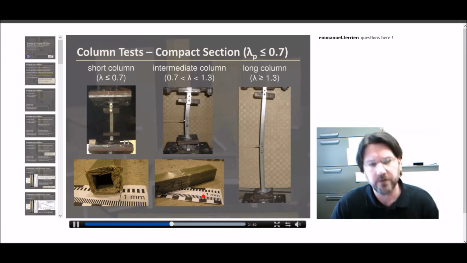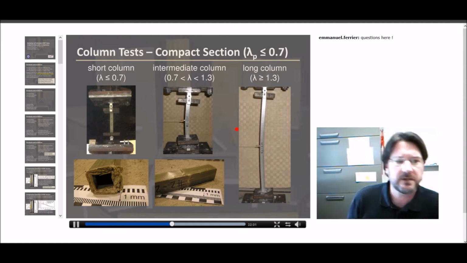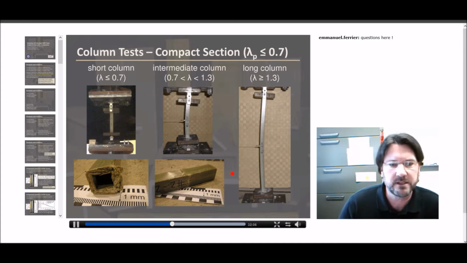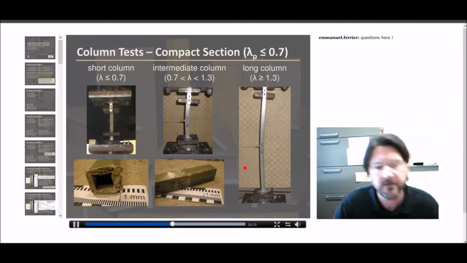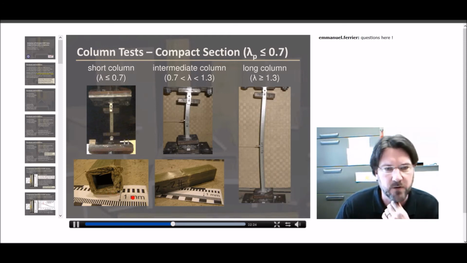And so what I'm going to do is take you through a couple of slides here that really show the progression of behavior and then eventually the interaction of behavior. And so the first slide, we look at compact sections, so relatively stocky walls, with short columns on the left and going to longer columns on the right. And the behavior is largely what we might expect. A very short column of compact section, we end up with a true crushing type behavior, shown on the bottom left. Essentially, we're meeting the squash load.